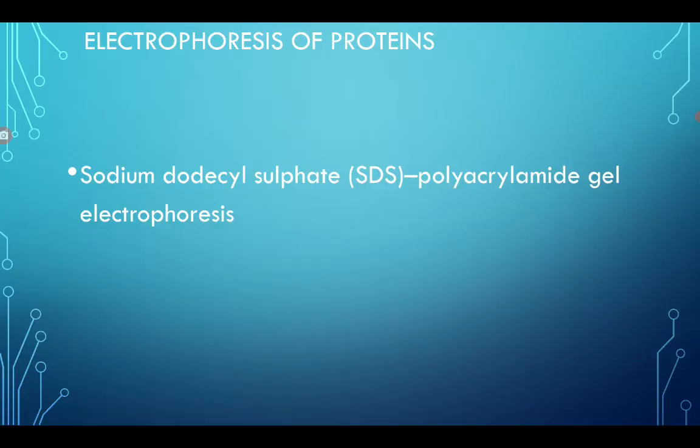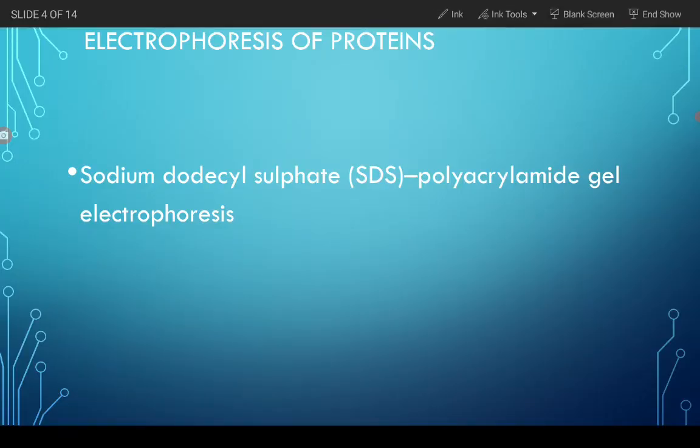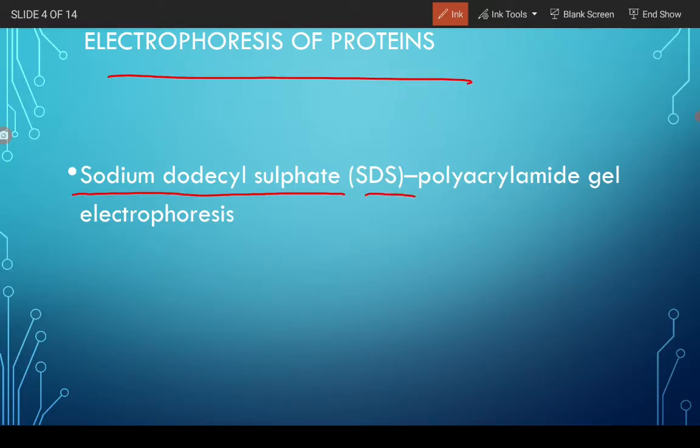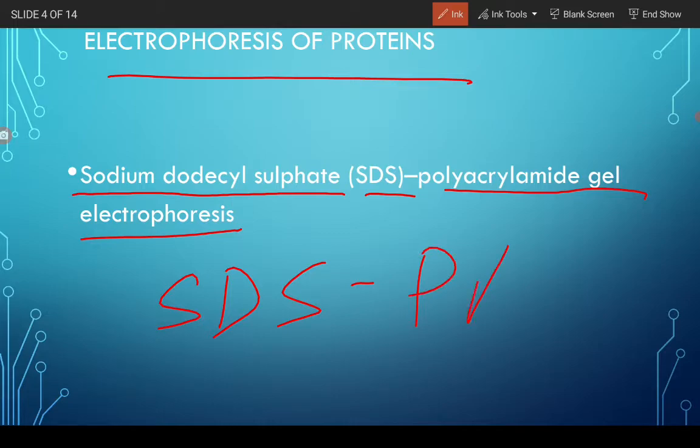Let's go to the next slide. Electrophoresis of protein. So we know the general principle. Now we're going to talk about the specific kinds of electrophoresis. So let's start with proteins. Sodium dodecyl sulfate polyacrylamide gel electrophoresis, also known as SDS-PAGE. This stands for sodium dodecyl sulfate polyacrylamide gel electrophoresis, and it is used for the electrophoresis of proteins.